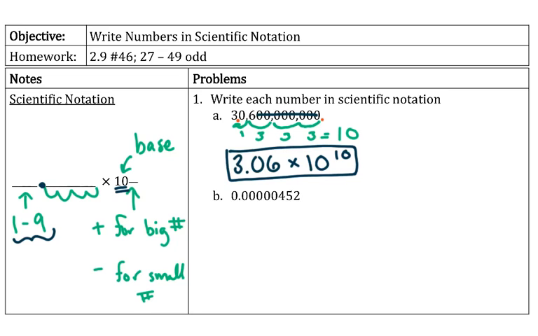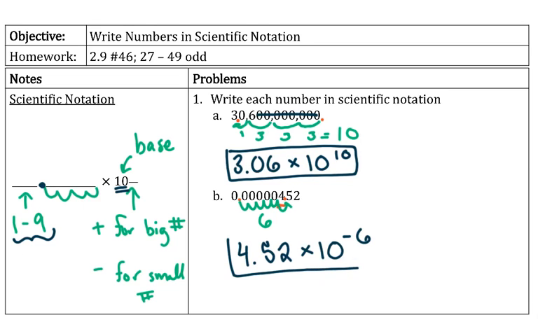Now with our second one, if we have a very small number, we're still going to say, okay, here's the decimal point currently. We want it to be after the 4 because we want that one digit in front of the decimal point. Now it's a little bit harder to count our spaces here, but we're going to try going 1, 2, 3, 4, 5, 6. So that's 6 spaces. So our decimal is 4 and then 52, because those are the rest of the digits, times 10, which is always the base, and then 6 is the exponent, and in this case it's a very small number, so it's negative 6 spaces.